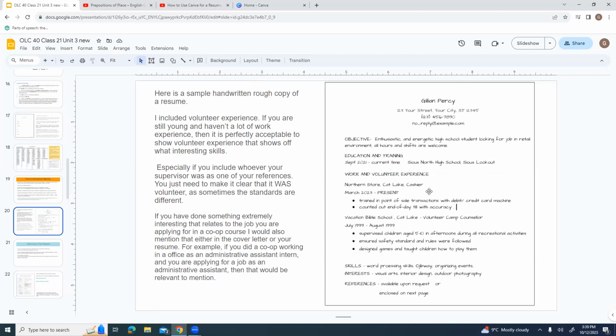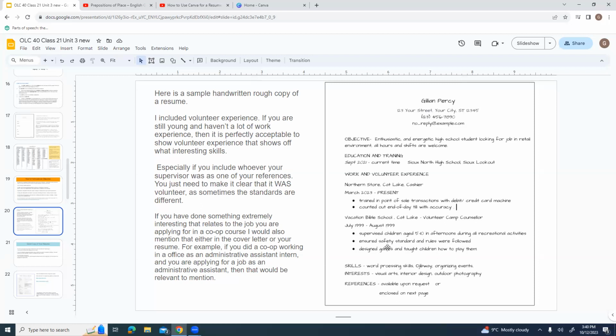Work and volunteer experience. For the first one, I've got Northern Store Cat Lake, March 2023 to the present. I didn't include a whole lot because I'm running out of room. Trained in point of sale transactions with debit credit card machines, counted out end of day till with accuracy. Now, I also included a volunteer sample to kind of show you what I mean. Vacation Bible School Cat Lake, volunteer camp counselor, July 1999 to August 1999, supervised children aged 5 to 10 in afternoons during all recreational activities. Ensured safety standard and rules were followed, designed games and taught children how to play them.